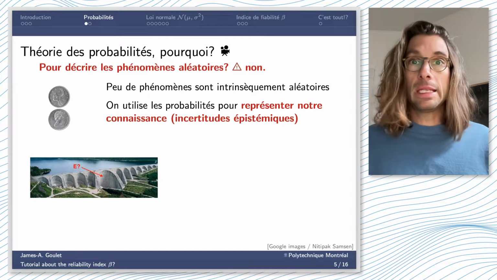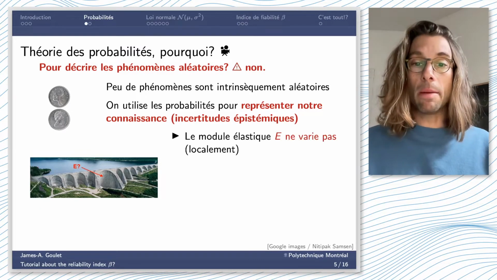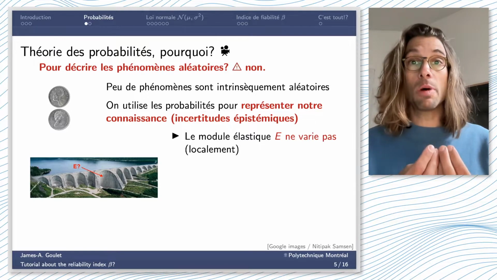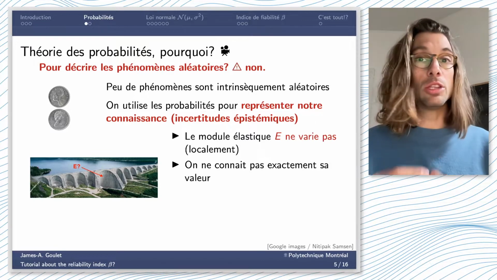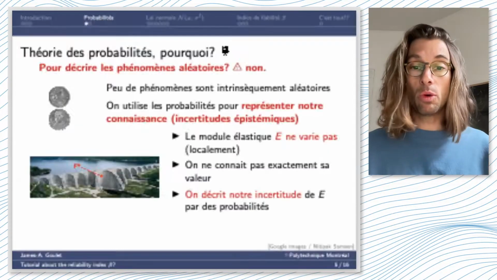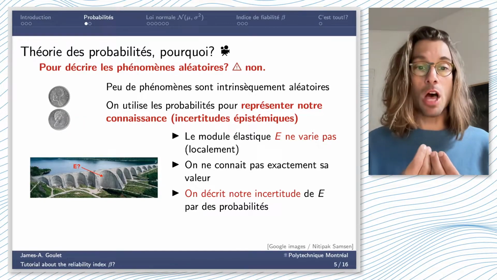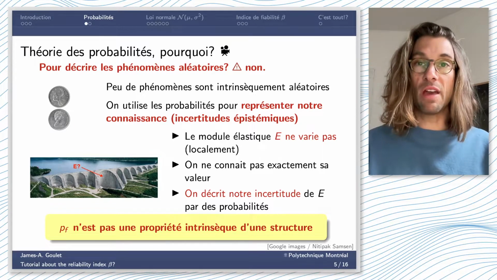So take the example of what is the Young's modulus at this location in a dam. Okay, locally, this Young's modulus doesn't vary. The only thing is that we don't know exactly what its value is. So why do we want to use probability theory? To describe our uncertainty or lack of knowledge about what that specific value is.